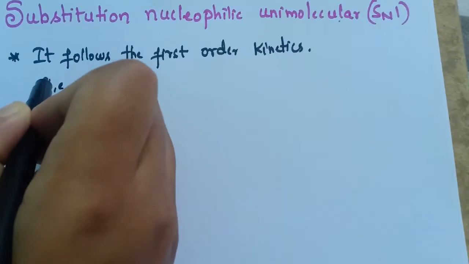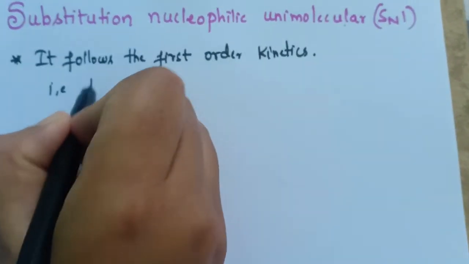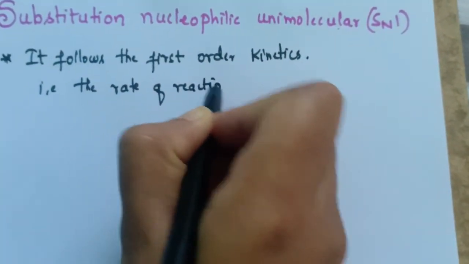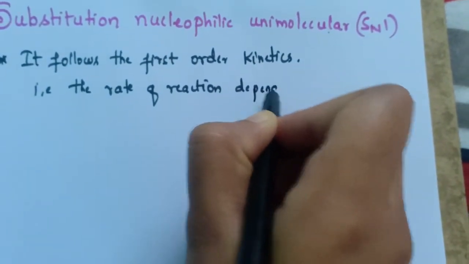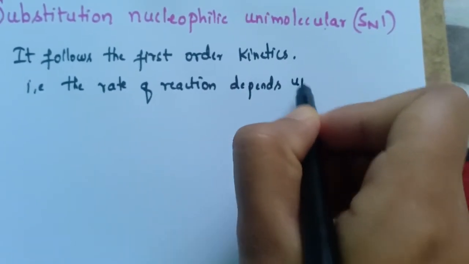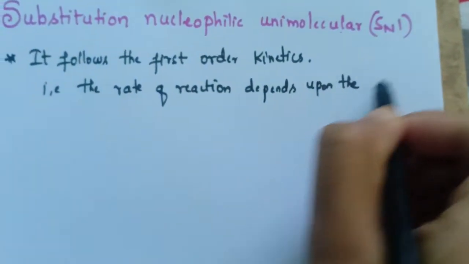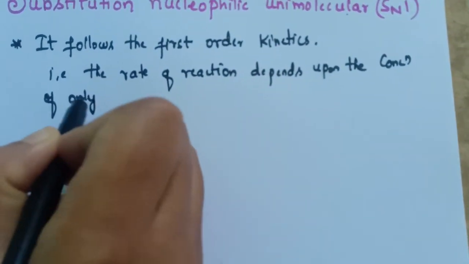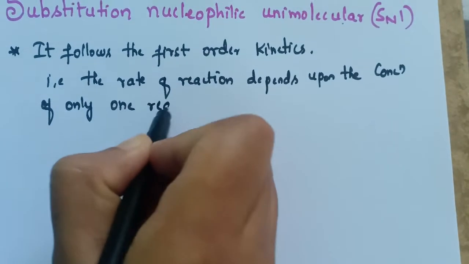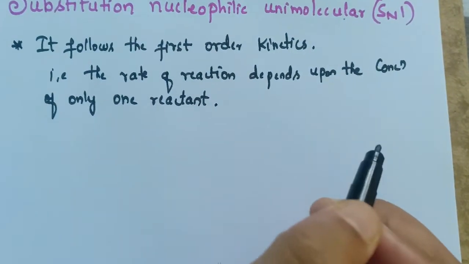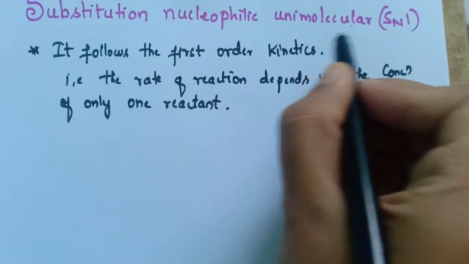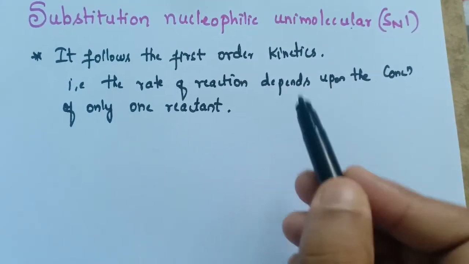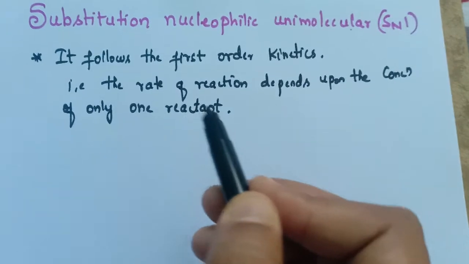That is, the rate of reaction depends upon the concentration of only one reactant. So it is called unimolecular because it follows first order kinetics, that is, the rate of reaction here depends upon the concentration of only one reactant.